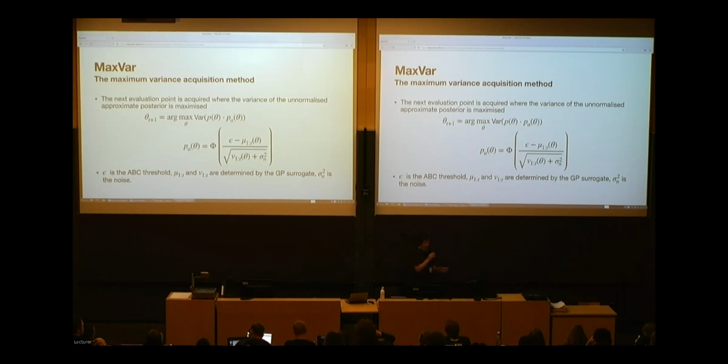And you want to find the point where the uncertainty about the posterior curve is maximal. So you want to find a point where you could get more information, so decrease the variance the most. That's the idea.